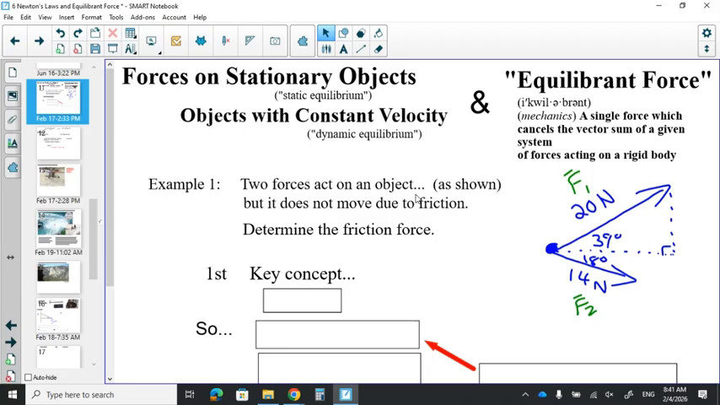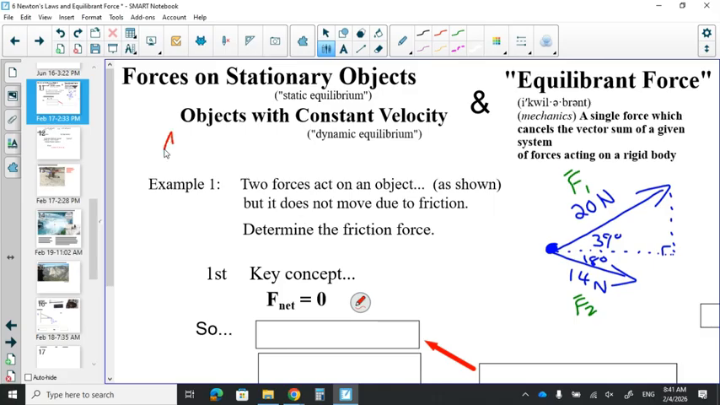Here we go. Forces on stationary objects and forces with constant velocity. We can think of it as a static equilibrium where it's just stationary, or a dynamic equilibrium where it's moving with a constant velocity. Either way, what you're looking at in a situation like that is that the net force is zero. No acceleration, so no net force. So the key here is there's no acceleration.